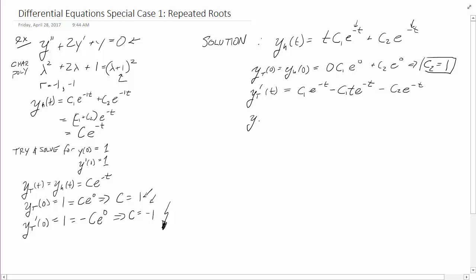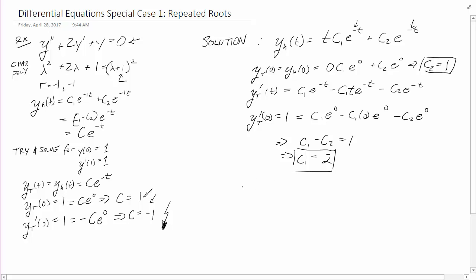Okay, so now the initial derivative, we're set to 1. So we're going to go c1 e to the 0 minus c1 times 0 e to the 0 minus c2 e to the 0. So this all tells me that c1 minus c2 has to be 1. And we know c2 is already 1, so c1 is 2.